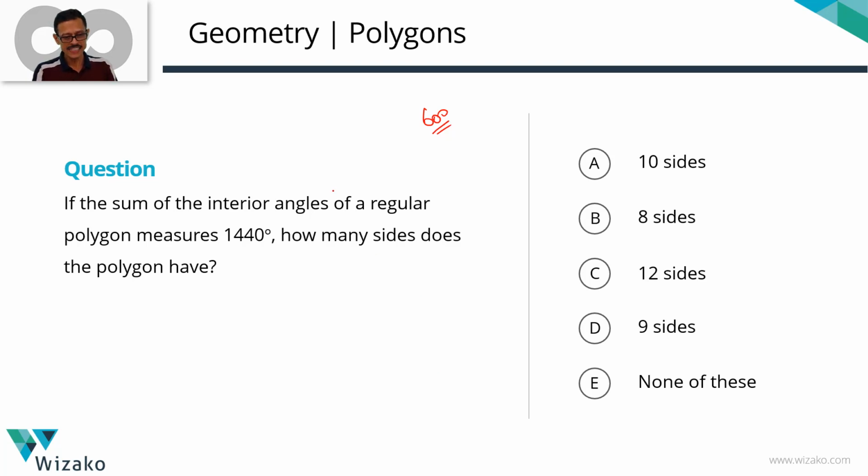If the sum of the interior angles of a regular polygon measures 1440 degrees, how many sides does the polygon have? Well, let us say it's got 8 sides, 10 sides, 12 sides. One of those is going to be our answer.